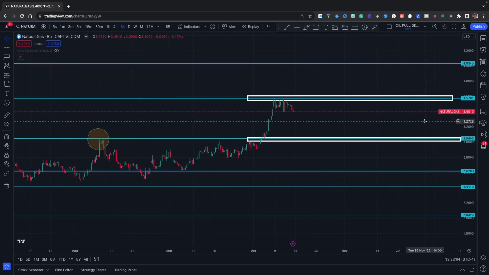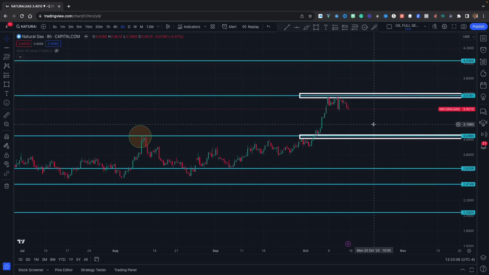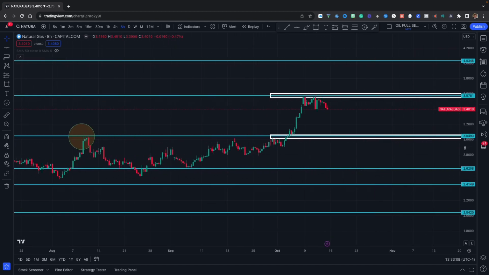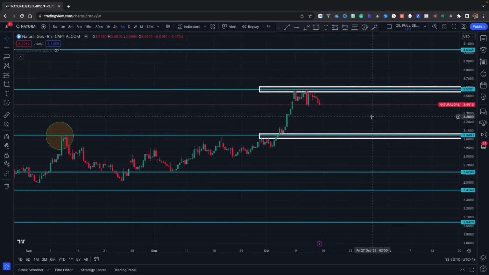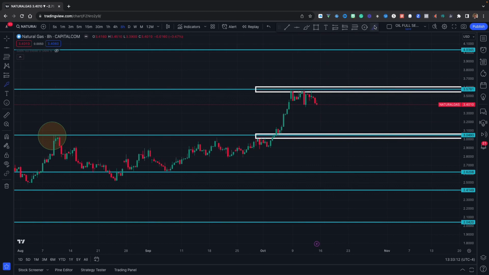So the first thing that stands out to me when we look at natural gas here is a couple of things. Number one is we have seen quite an amount of rejection. And again, we were talking about 8-hour bars here, so this is over a couple of days' worth. Price did not want to go over this 3.5781 area.